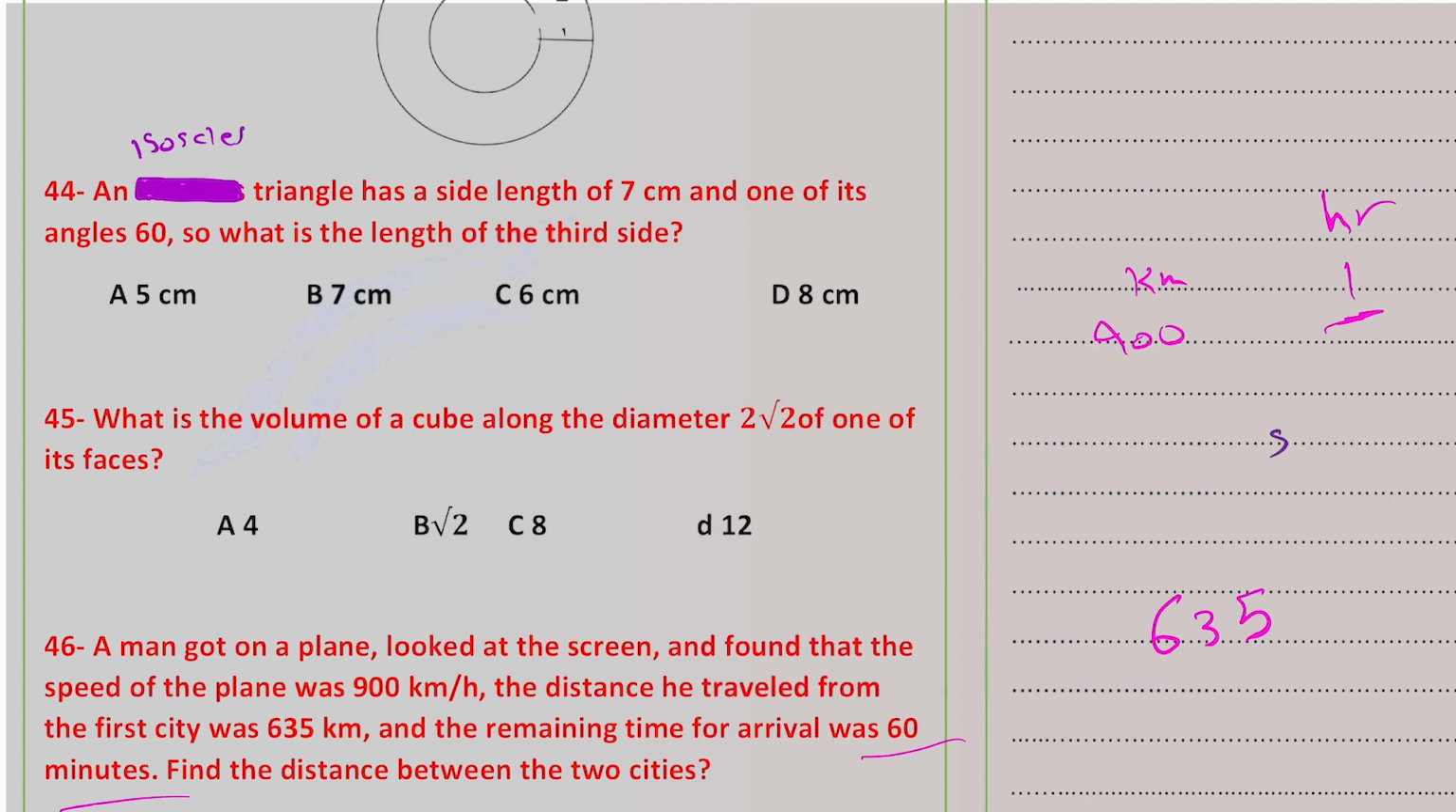Okay, so the remaining distance will be 900 kilometers. I will add. It will be 5 and 3 is 15. So the total trip will be 1,535 kilometers. Thank you. See you in the next exam, and goodbye.